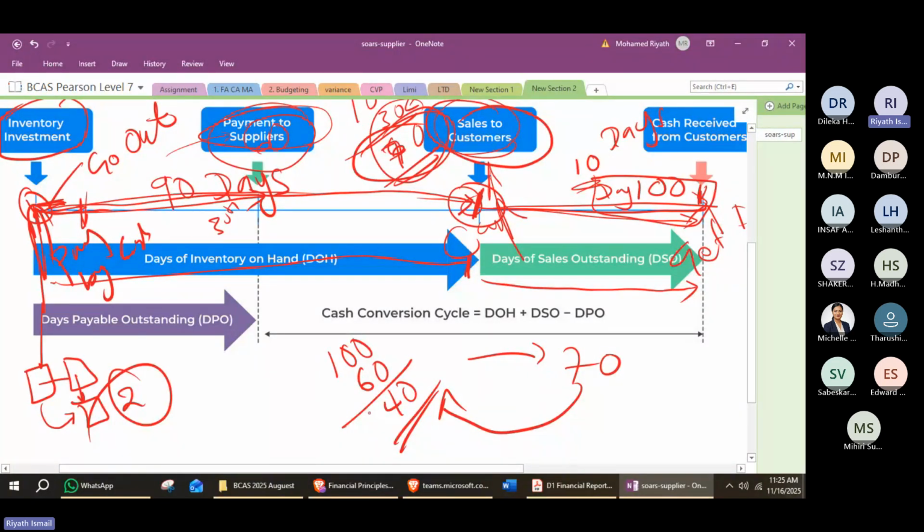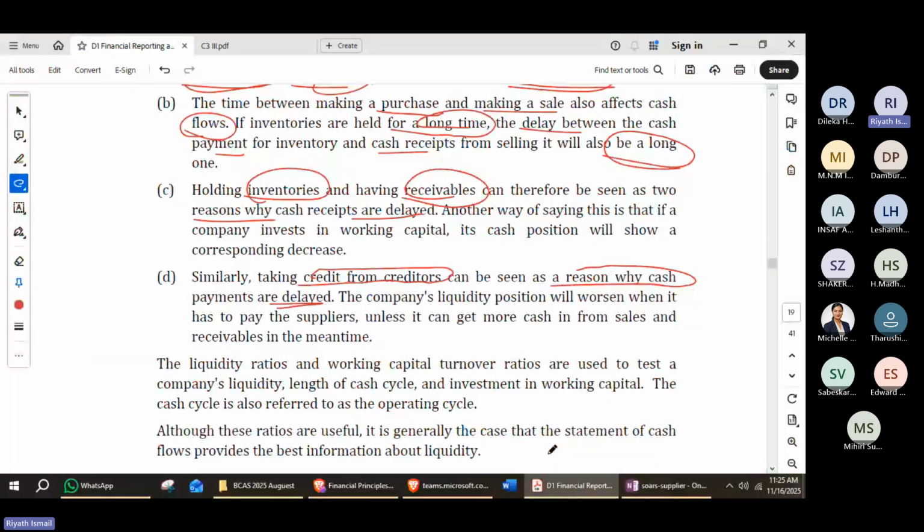So to enhance your working capital profitability, you have to keep inventory that is short, right? Within a short period of time you can sell it and make cash sales, then credit sales. And again, you have to get an extended period of time to settle your bills to suppliers. The company's liquidity position will worsen when it has to pay suppliers, right? So therefore, it is better to get more loans unless it gets more cash from the sales and receivables.